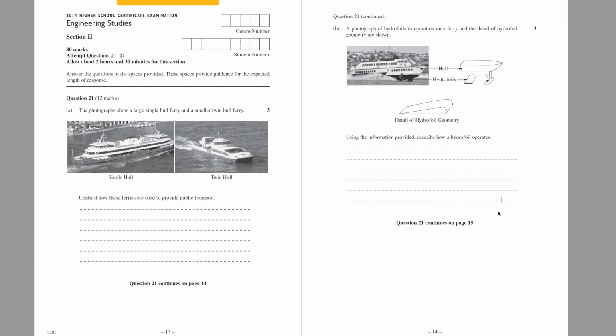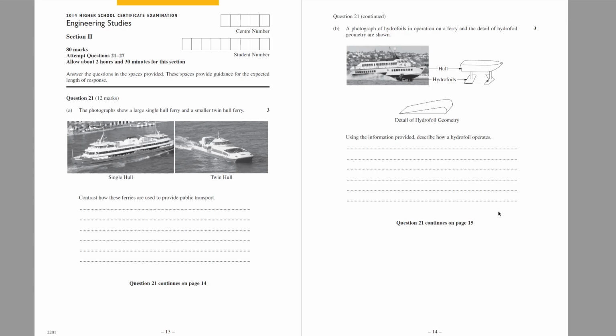So we can say that the hydrofoil operates the same way as an aerofoil. If you wanted to add that, I don't think you'd get any marks for that. What we'd say is the fluid, right? Air and water are both fluids, but in this case we could say the water passes over the top of the hydrofoil faster than the water below. This creates an area of low pressure compared to the water below. The difference in this high and low pressure generates lift.